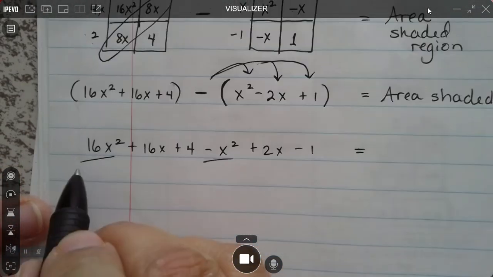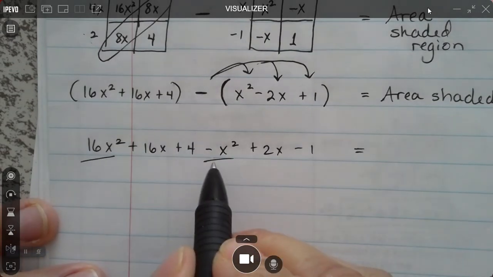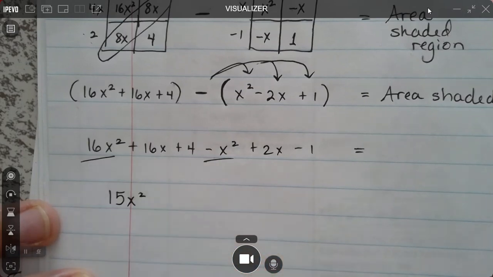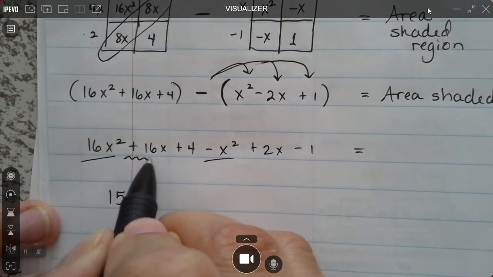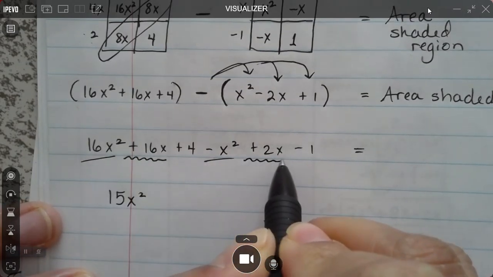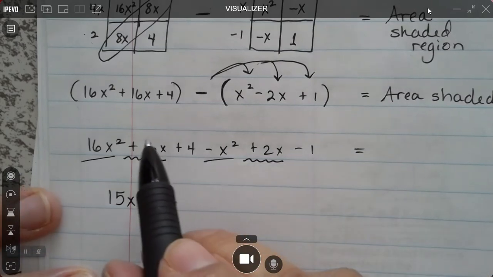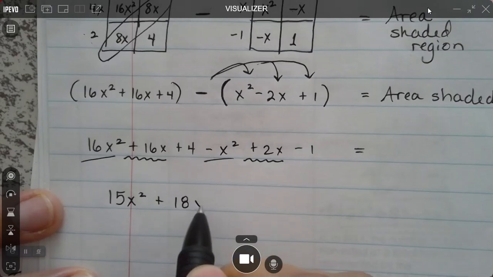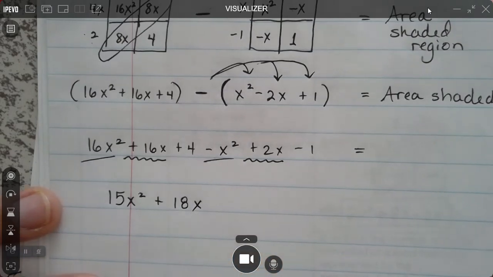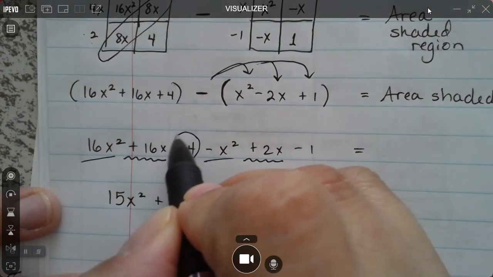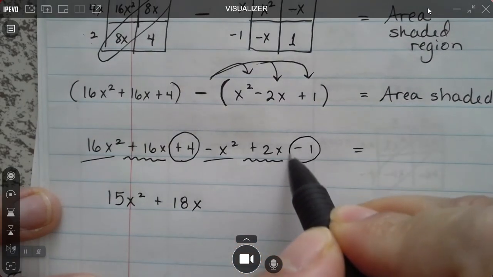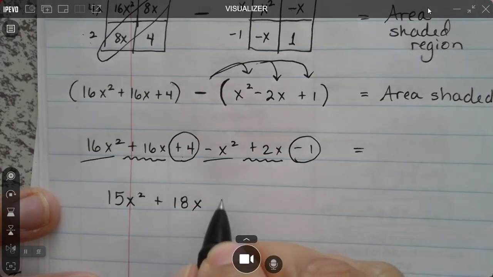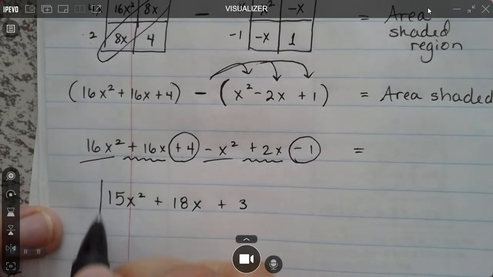All right. Anybody, what is 16 add negative 1? There we go. 15x squared. All right. Now the single x's. Ooh, they're both positives. Nice and easy. What is 16 plus 2? You'll see? Now for this, I'm going to use a circle to kind of tell them apart. Now what is 4 add negative 1? And there you go.